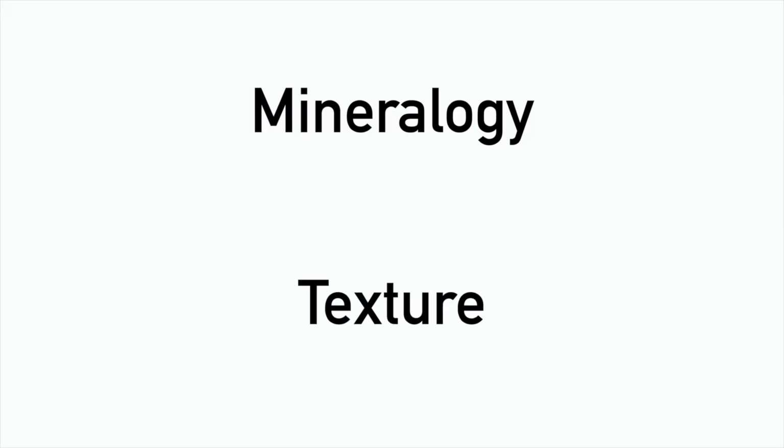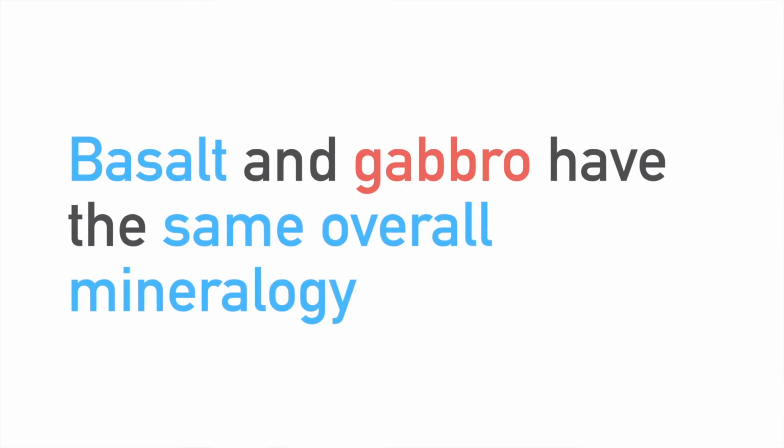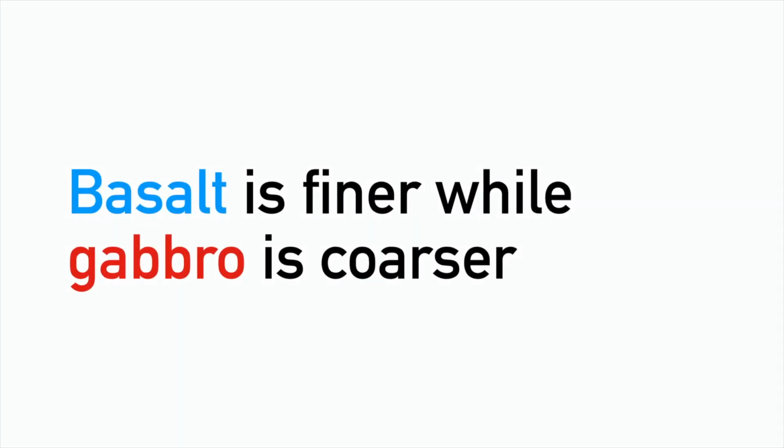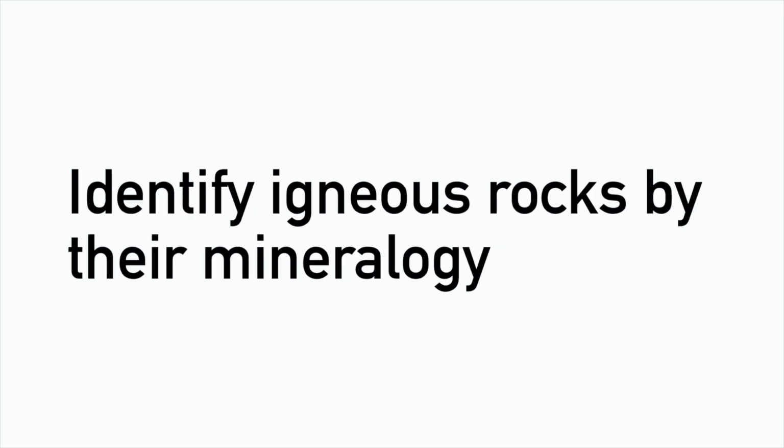I mentioned before that igneous rocks are defined by their mineralogy and their texture. For example, basalt and gabbro have the same overall mineralogy, but they are defined by their texture. Basalts are fine-grained, while gabbros are much coarser. We'll discuss in another video how to identify and define intrusive igneous rocks by their mineralogy.